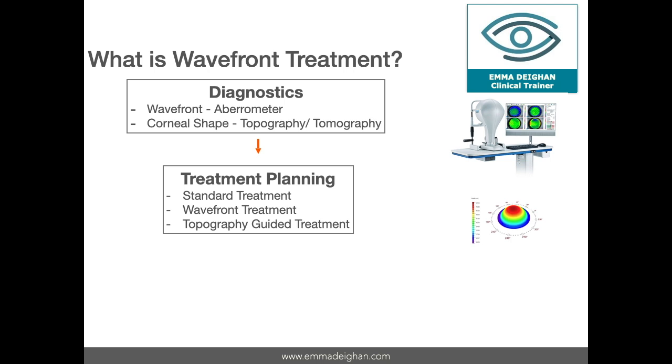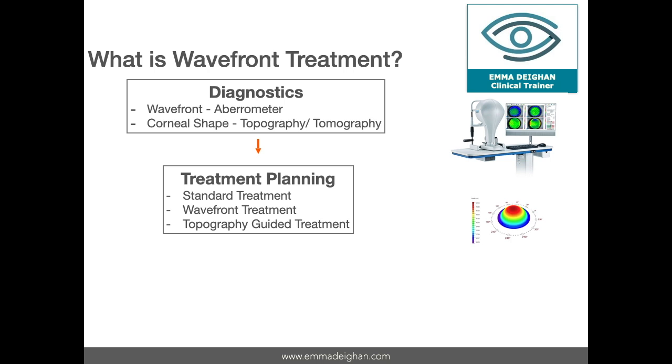You then have a wavefront guided treatment, which is where you would take the output of the aberrometry file, convert it using the treatment planning, and then fire that directly onto the cornea. And then you have topography guided treatments, where you work out a treatment based on the topography, and then you may go and do a wavefront treatment once that's all settled down.